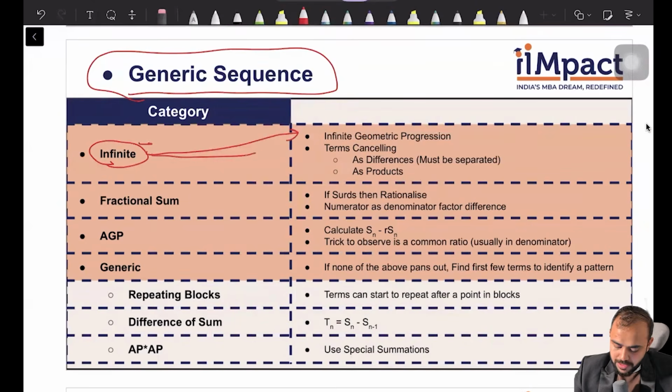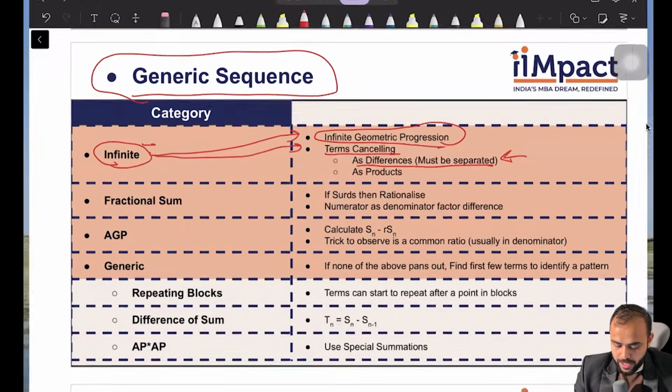Or otherwise, there would be terms that are getting cancelled. There is no other way for you to calculate sum of infinite terms unless either you know the formula or you don't really need to calculate it, which is when terms start to cancel. So terms can cancel in two ways. They can either cancel as differences. So the question becomes, how do you break each term into differences that start to cancel, or as products?